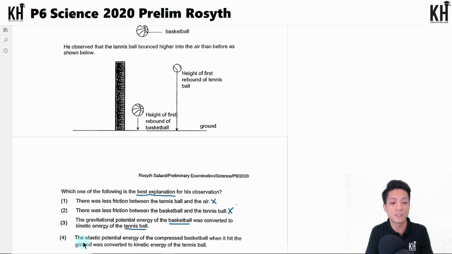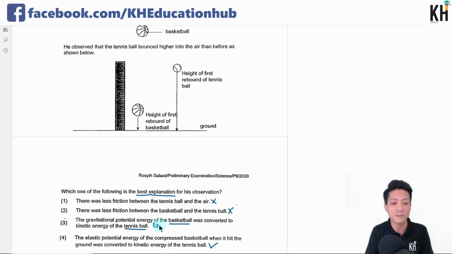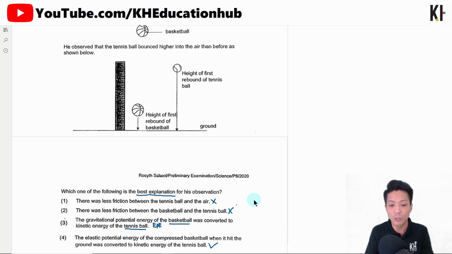As for option 4, it says that the elastic potential energy of the compressed basketball when it hit the ground was converted to kinetic energy of the tennis ball. Option 4 sounds like the better explanation because what's missing in option 3 is the elastic potential energy. Remember, if you don't mention something in your answer, we will treat it as you do not know that it is a requirement. So the answer is option 4.